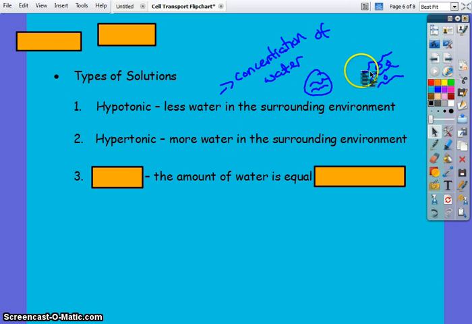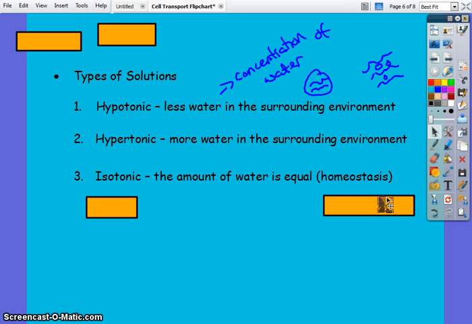Another type is a hypertonic solution. So if you were just to reverse these two, okay, that's when more water is in the surrounding environment. So outside the cell, you have pure water. Inside the cell, you would have salt water. Okay, that would be an example of a hypertonic solution. Then the last type is called isotonic, and that just means that there's equal concentrations of water inside and outside the cell. Okay, so that's when homeostasis is reached. Homeostasis, equilibrium, that's what all cells need to maintain to make sure they work the best that they possibly can.